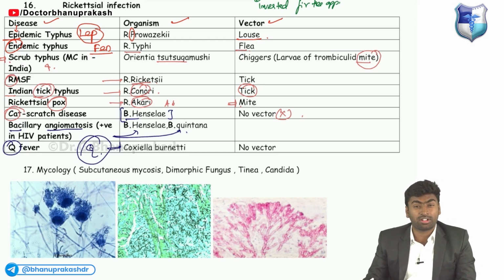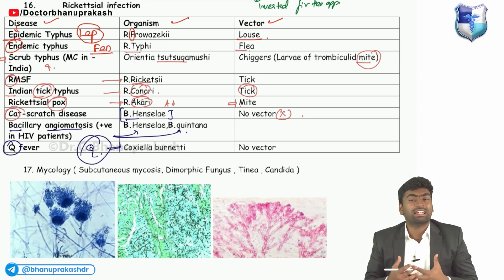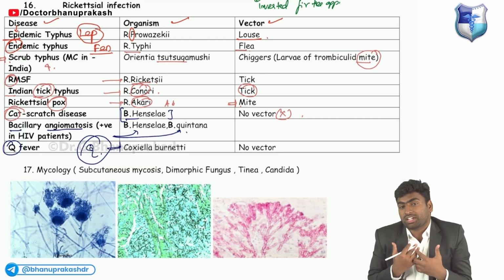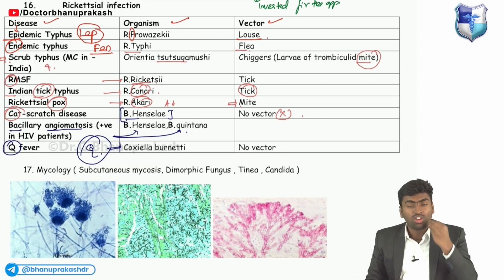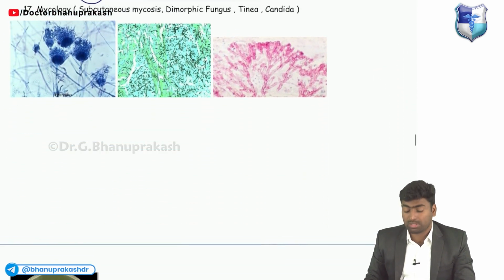It is Coxiella burnetii. So why does it need a vector? So Coxiella burnetii causes Q fever, and why a vector? So there is no vector in Coxiella burnetii. Fine. Then after that, what are the most important topics?